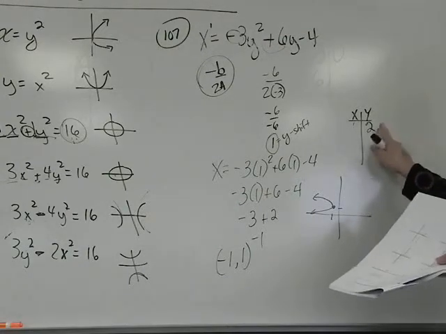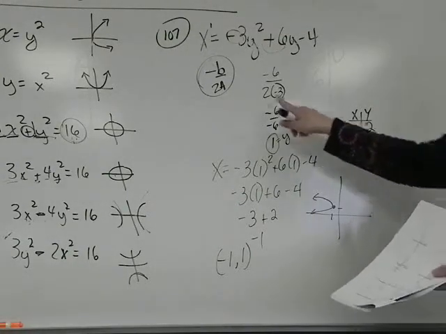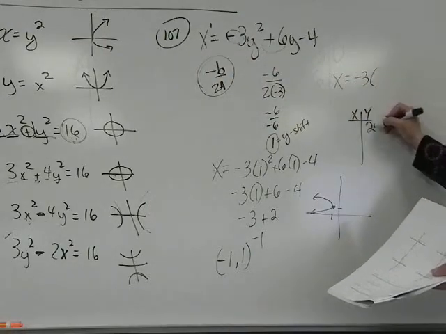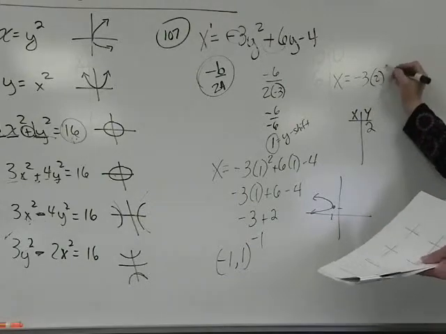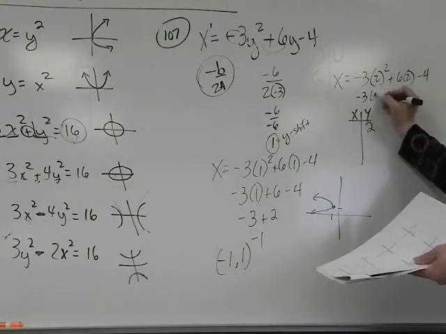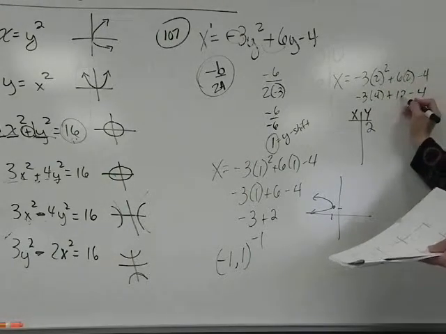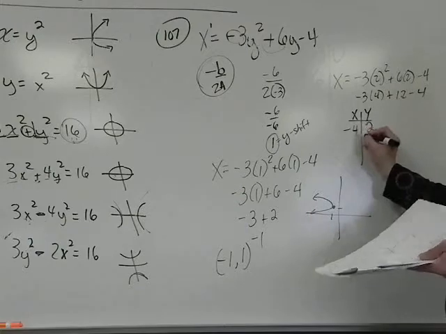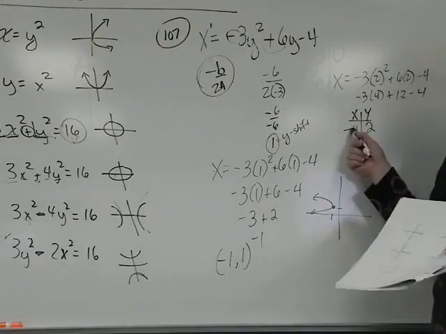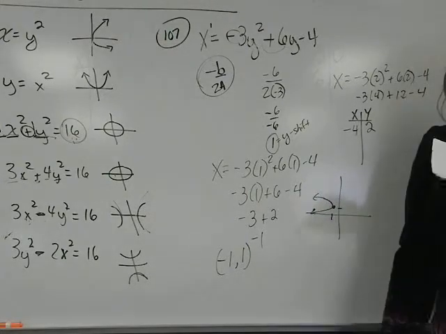Y is 2, right? So I plug it in on the t-table for the y side and look for x. So back in the original problem, x would be negative 3, plugging in 2 for y, 2 squared, plus 6 times 2 minus 4. So that's negative 12 plus 12 is 0 minus 4. Now I can say that another exact point on this graph is that x is negative 4, so back 4 and up 2 to get the right shape of it.